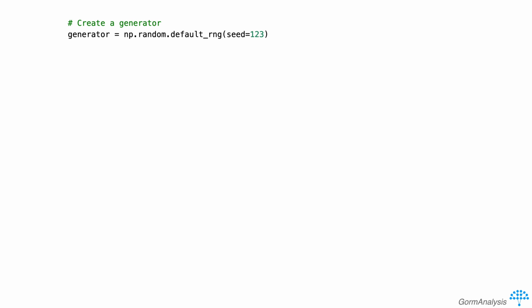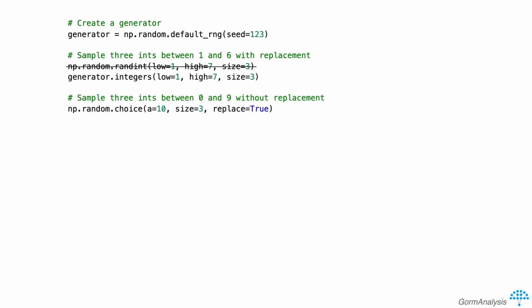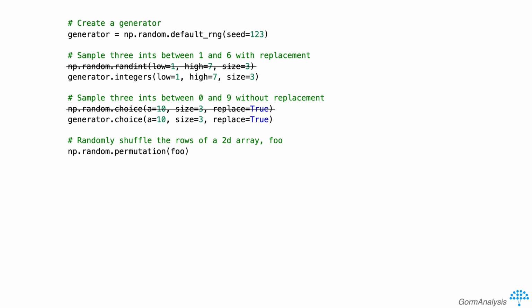Now let's see how we can reconstruct some of the examples from earlier. So if I want to sample 3 random integers between 1 and 6 with replacement, instead of using np.random.randint, I can use generator.integers. If I want to choose 3 values between 0 and 9 with replacement, instead of using np.random.choice, I can use generator.choice. And if I want to permute the rows of foo, instead of doing np.random.permutation(foo), I can do generator.permutation(foo).